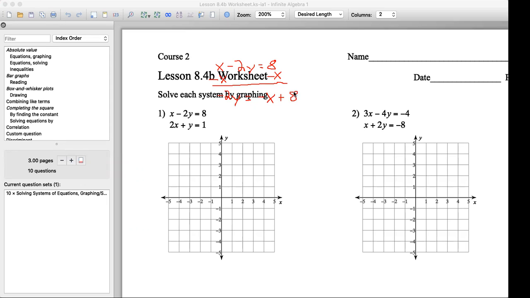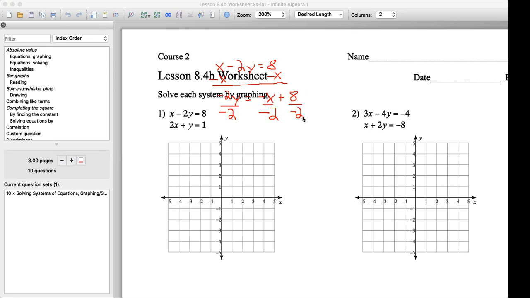Okay. We are not done because we have a number attached to y. What's that number? It is not 2. It is negative 2. So we're going to divide everything. Here's mistake number 2 that I saw in papers. Some people divided some of the numbers by negative 2. You need to divide everything by negative 2. Everything gets divided by negative 2.